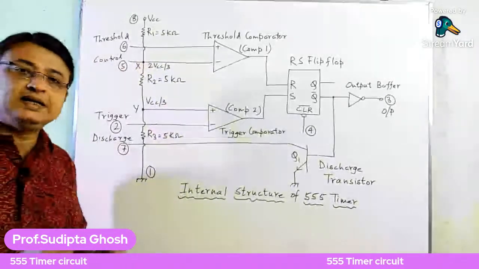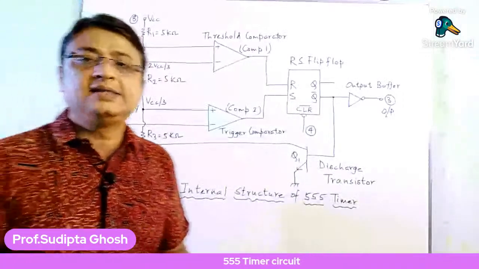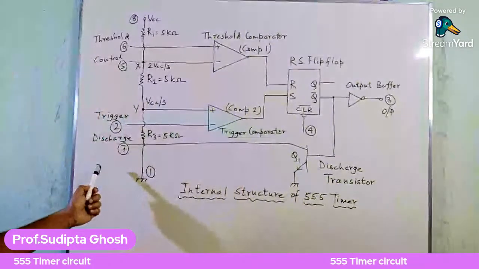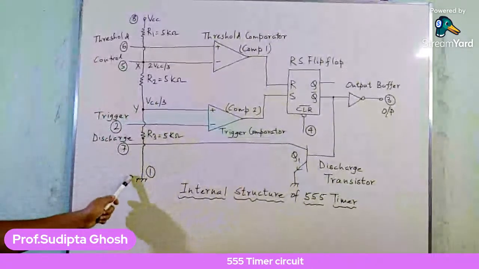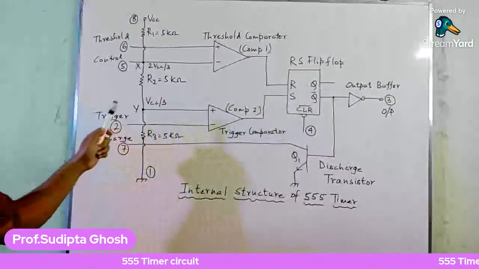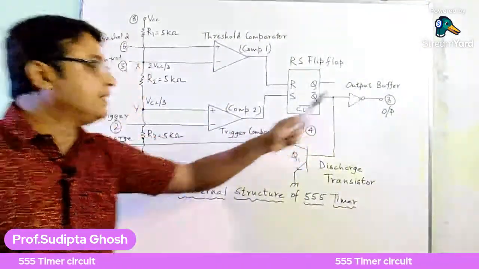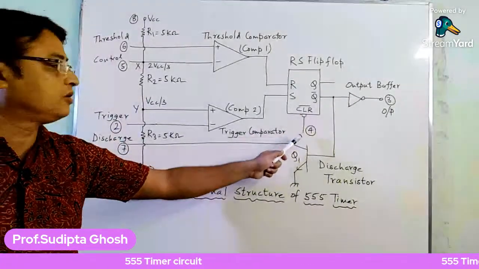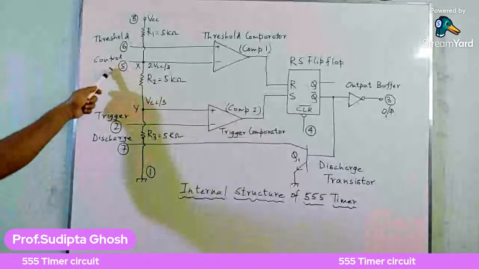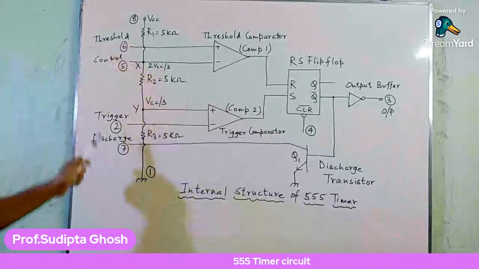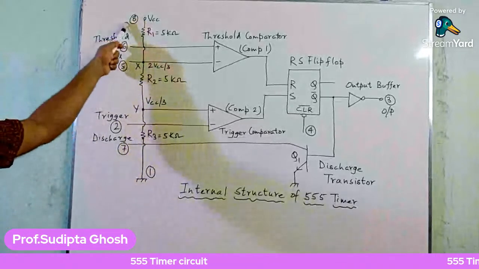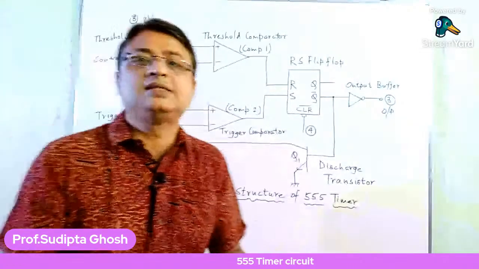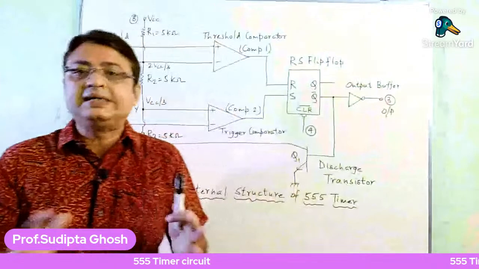So basically the 555 IC is an 8-pin IC. You can see the pin numbers are given here. This is pin number 1, pin number 2, pin number 3, that is the output, pin number 4, that is CLR or clear, I will explain it later on. Number 5 is the control, number 6 threshold, number 7 discharge, and number 8 the VCC, the supply of the IC. So this is the basic internal structure.